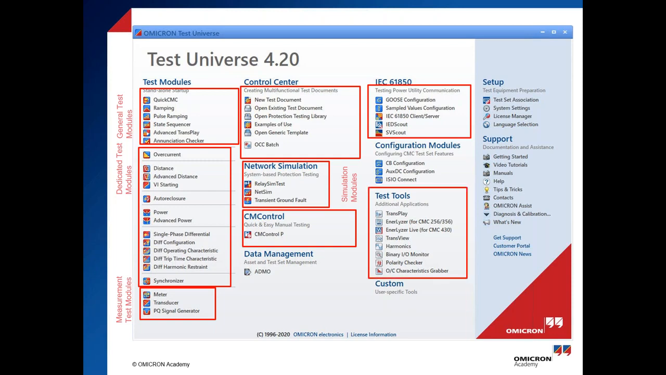Then we have the test tools. These are additional test modules, which can be helpful for a special application, like, as I mentioned before, the analyzer. You can find here that we have the analyzer available with the test tools. After that, we have the configuration modules. These configuration modules can configure the hardware of the CMC to do a certain application, like CB configuration to simulate a circuit breaker. During auto recloser testing, you can simulate the circuit breaker by using your CMC. You can also configure the auxiliary DC to get auxiliary DC output.